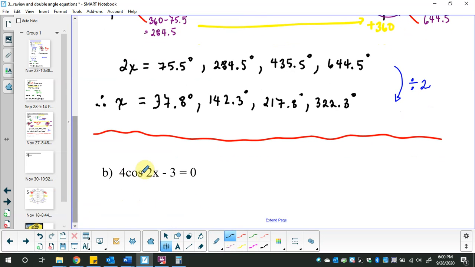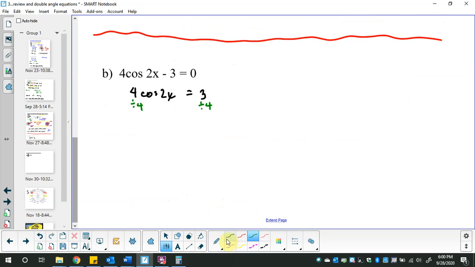And you can take care of this using m. I'm going to not do that. I'm going to take the 3 across the equal sign and change its operation. Divide by 4, divide by 4, and we end up with cos 2x is equal to 3 over 4.